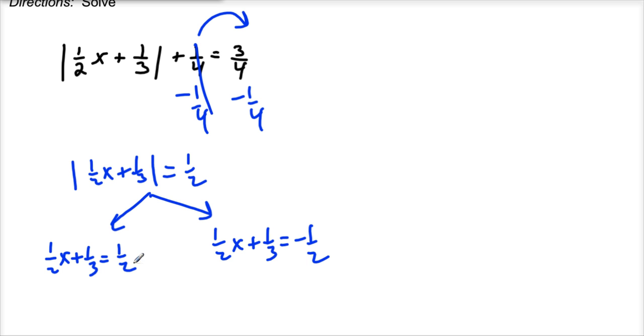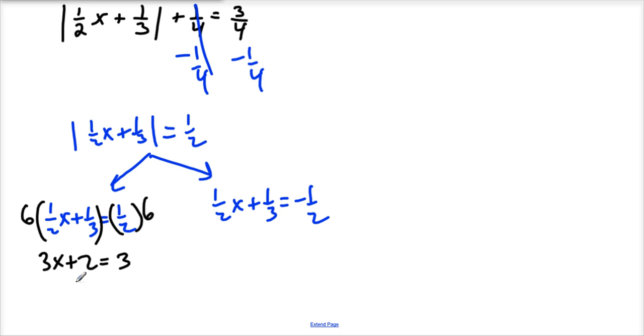Since I know that 2 and 3 have a common denominator of 6, I'm just going to multiply both sides by 6. It may be a little easier here without fractions. So 6 divided by 2 gives us 3x, then 6 times 1/3 gives us 2, and 6 times a half gives us 3. So this may be a little easier to work with as we're trying to do these problems.